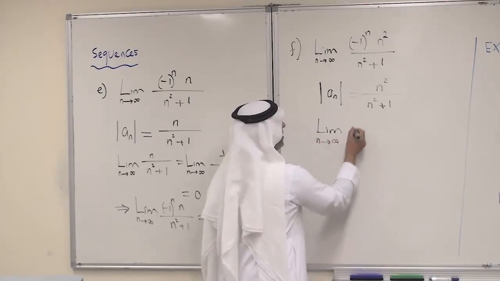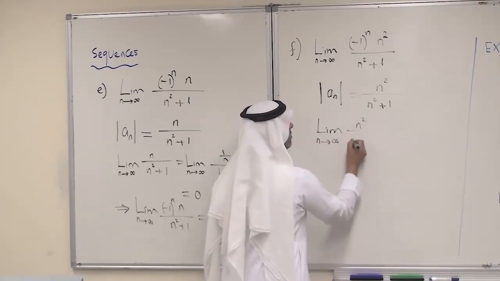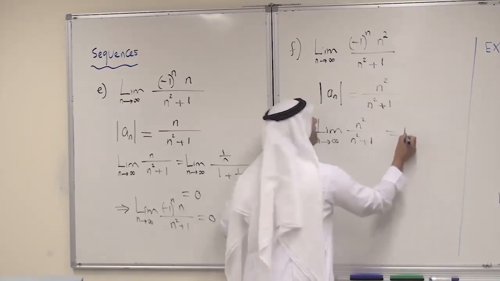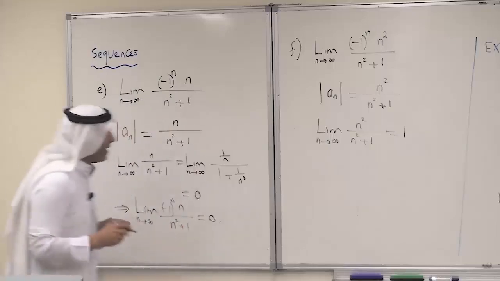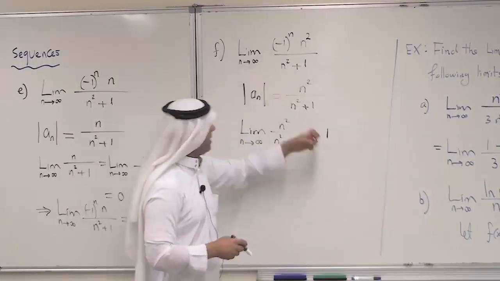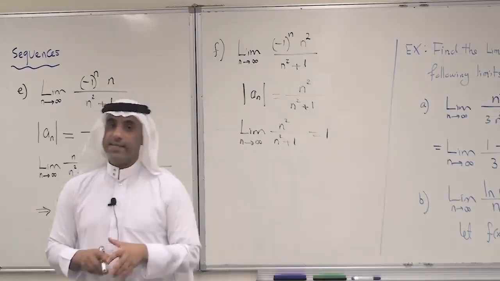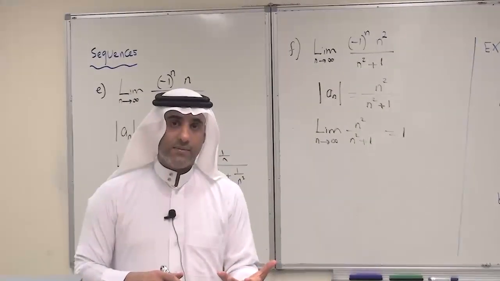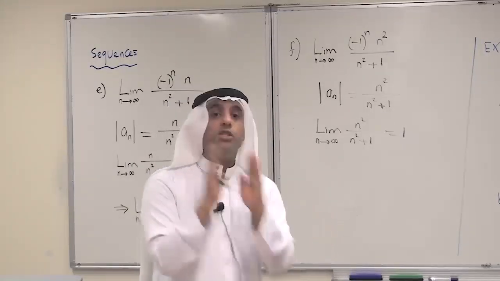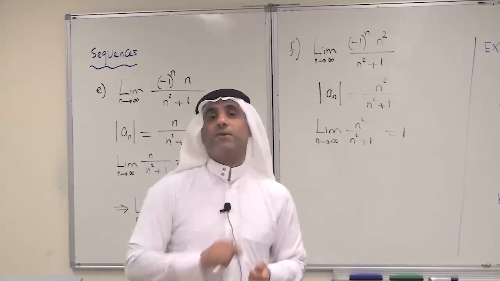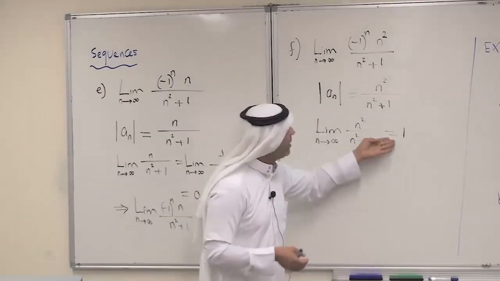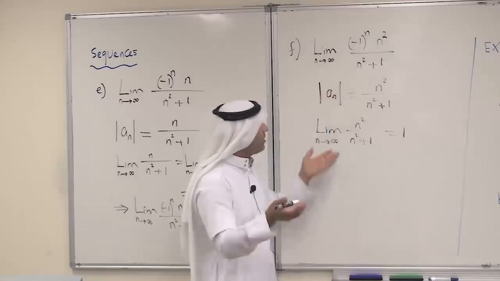The limit as n goes to infinity of n squared over n squared plus 1 is simply equal to 1. The question is, can we say that the limit of the original sequence is also equal to 1? Does the theorem say this? No. The theorem says if the limit of the absolute value is 0, then the limit of that one is equal to 0. But it doesn't say that if the limit is 1, then the limit of the original one is also equal to 1.